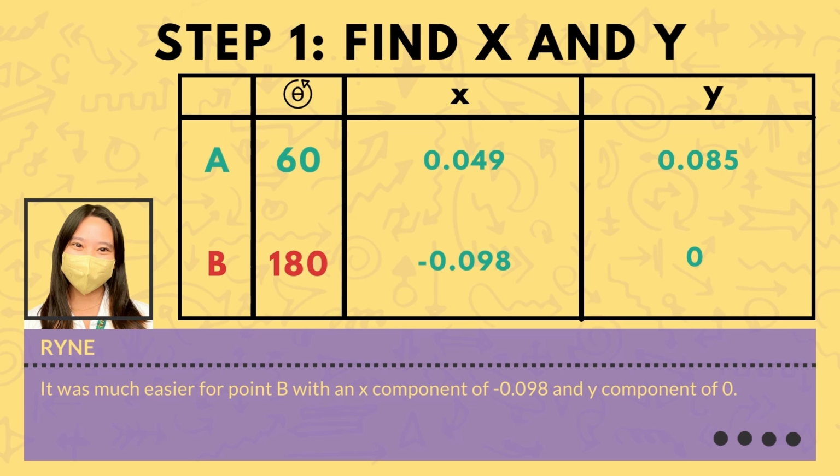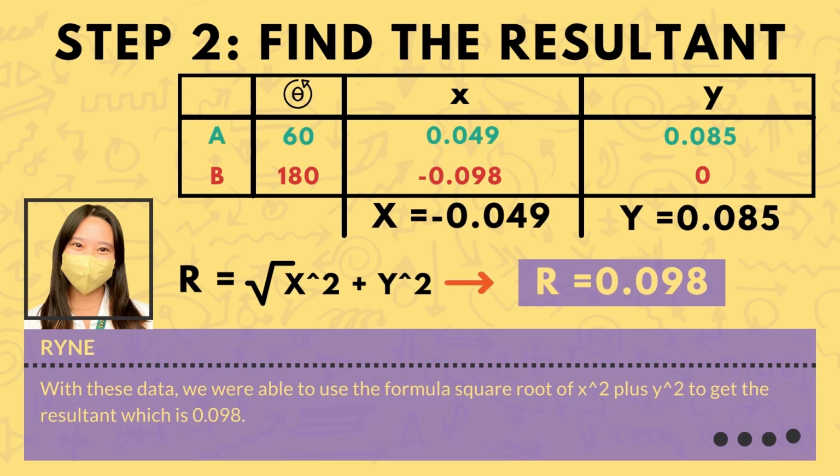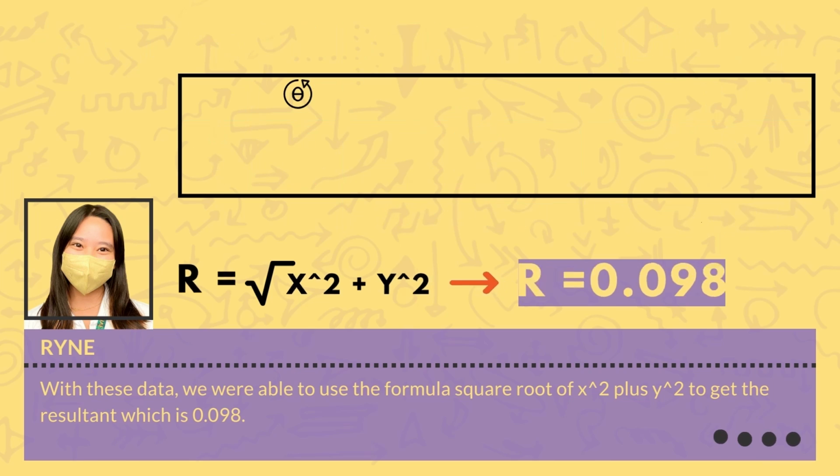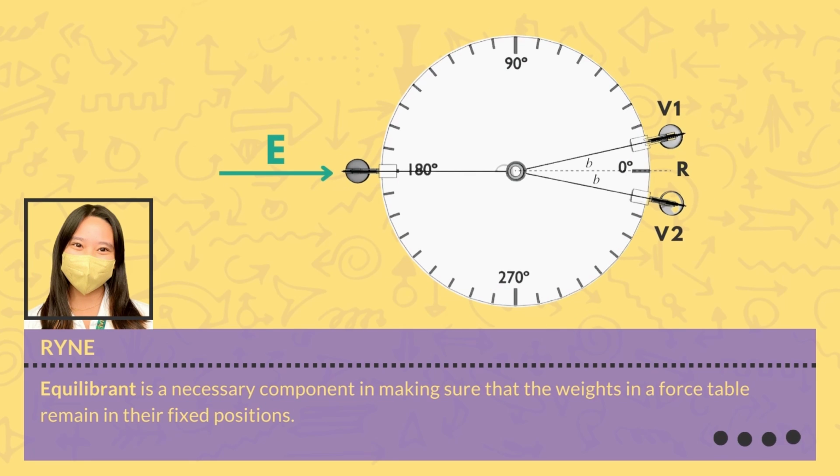It was much easier for point B with an x component of negative 0.098 and y component of 0. With this data, we were able to use the formula square root of x squared plus y squared to get the resultant, which is 0.098. We used tangent equals the sum of y components over the sum of x components for the angle, getting 60.04 or 60 degrees. Equilibriant is a necessary component in making sure that the weights in a force table remain in their fixed positions.